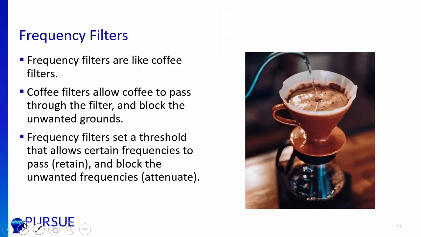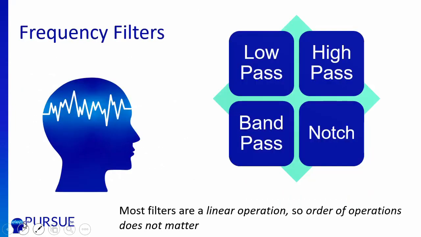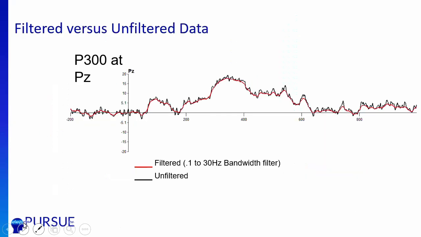Frequency filters are kind of like coffee filters, right? They're going to allow certain things to pass through and keep out other things. With these filters, and we'll see some examples in a minute, you're going to set a threshold that will allow some frequencies to pass and block other frequencies. There's a couple different kinds of filters, and we're going to talk about examples of each one and what they do. You can see some filtered versus unfiltered data, and the filtered data is a little bit smoother, and that makes data analysis a little bit better.